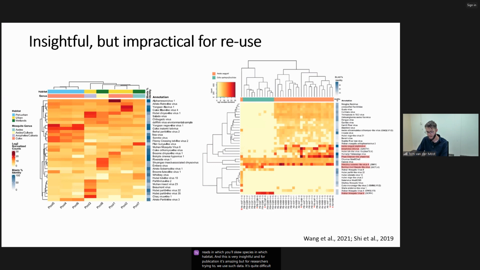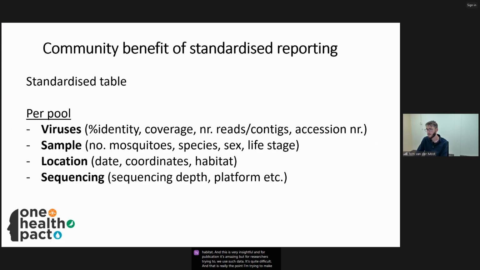And this is very insightful, and for publication, it's amazing, but for researchers trying to reuse such data, it's quite difficult. And that is really the point I'm trying to make: wouldn't it be great if there would be a standard inclusion of a table, for example, in the supplementary methods, where researchers can help you by saying exactly, well, per pool, we found these viruses in these samples, in these locations using these methods, and also giving you at the same time some idea of what this evidence is that they find these viruses. So also researchers can easily both understand and reuse the data because it's also in a format that people can use.